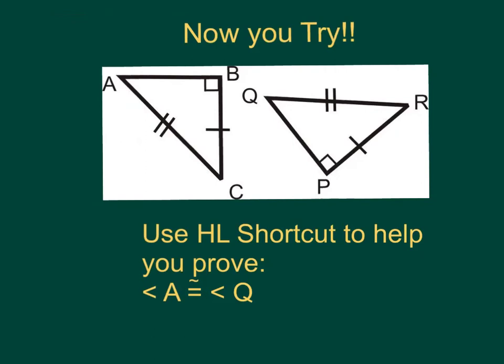Now it's your turn. You give it a try. Here are 2 triangles, and I'd like you to use the hypotenuse leg shortcut to help you prove that angle A is congruent to angle Q. Good luck!